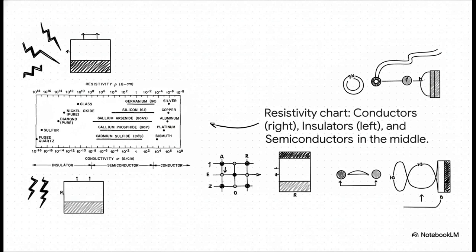You can see this so clearly on a chart of electrical resistivity, which is just a fancy way of saying how much a material fights against an electric current. I mean, look at this scale. On one end, you have conductors like copper with almost zero resistance. On the other end, insulators like glass with resistance that is just astronomically high. And right there, sitting perfectly in the middle, you've got the semiconductors like silicon.